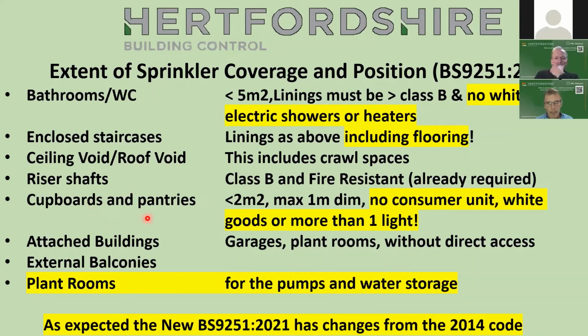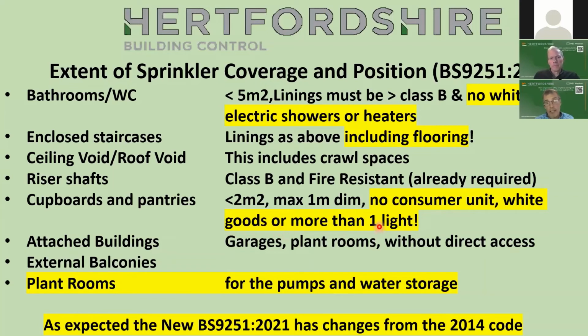Cupboards and pantries, they go a little bit overboard on this one as well. So anything under 2 square meters or a maximum 1 meter dimension doesn't need to be sprinkled, but you can't have a consumer unit in it. Something that's got a consumer unit, or white goods, theoretically needs a sprinkler head. That's quite common as well, it's a new trend that the washing machine and the tumble dryer are being located in the storage cupboard off the protected entrance hall to the flats.